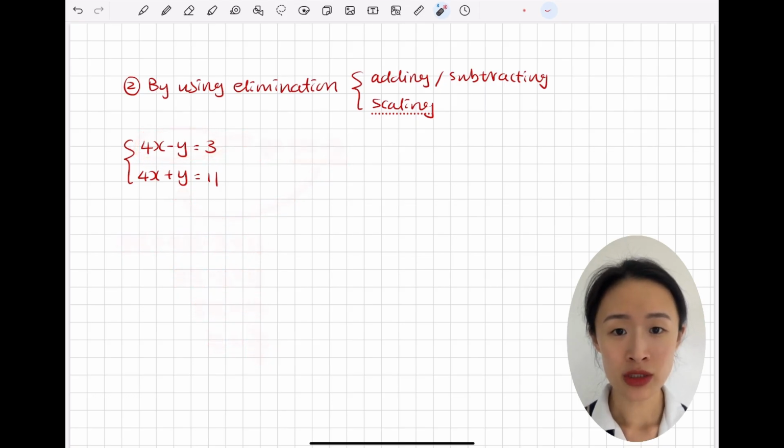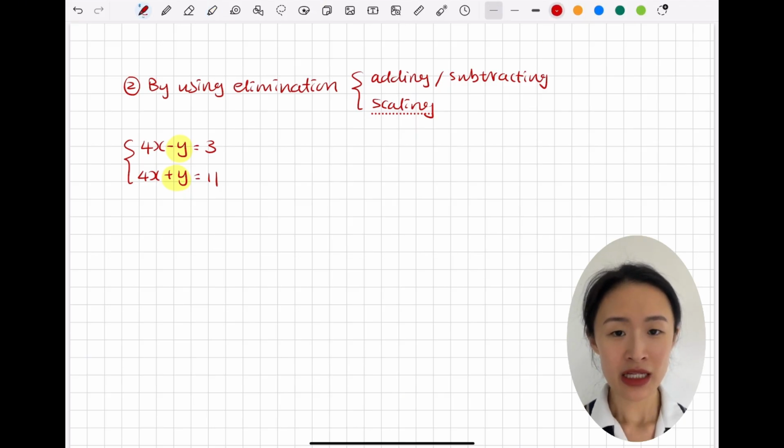If we look at the equations carefully, we'll be able to see that there is a plus y and a subtract y in the equations. If I have negative y, add y, I'll be able to get rid of y. What we can do here is add the two equations together. Now, if I have a left-hand side equal to right-hand side, I have two sets of equations. By adding them together, I should still have an equation.